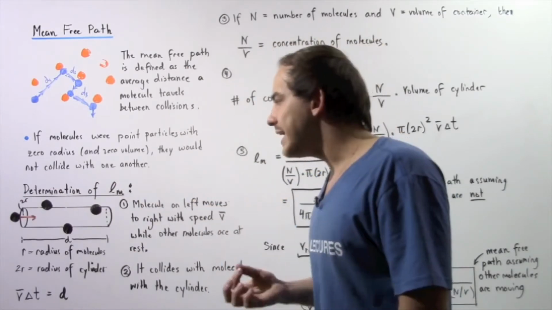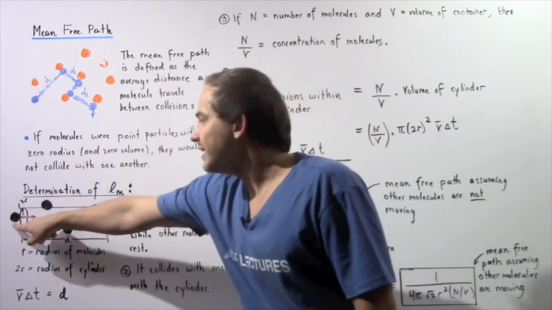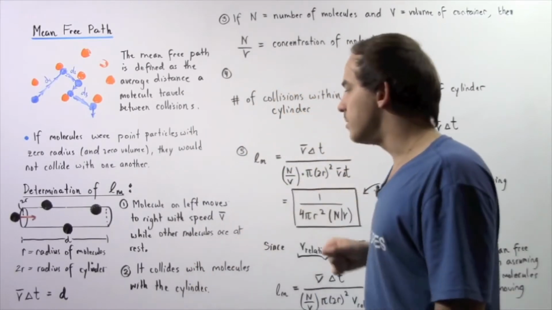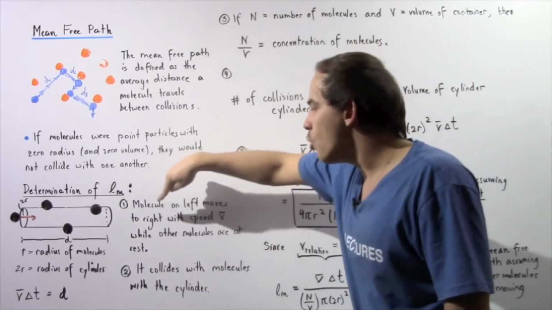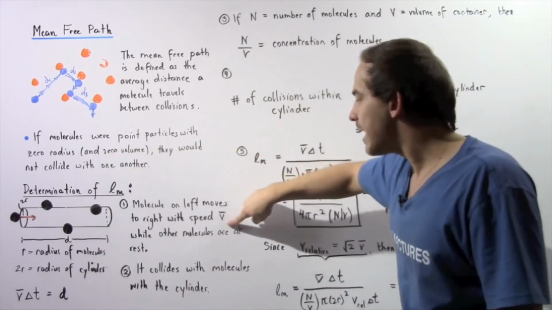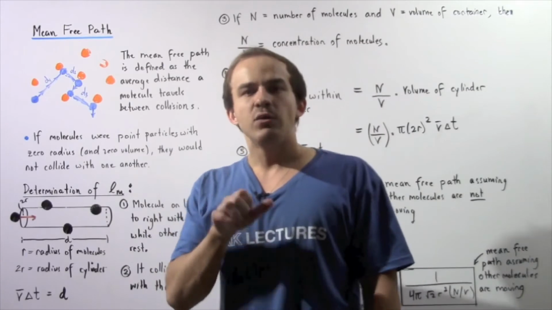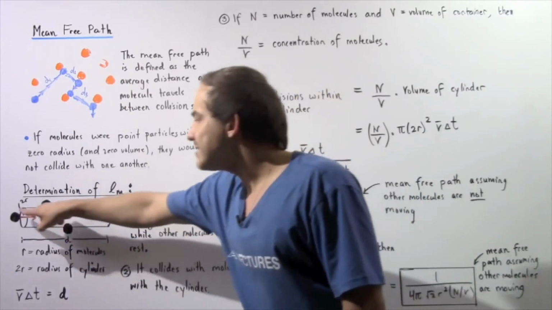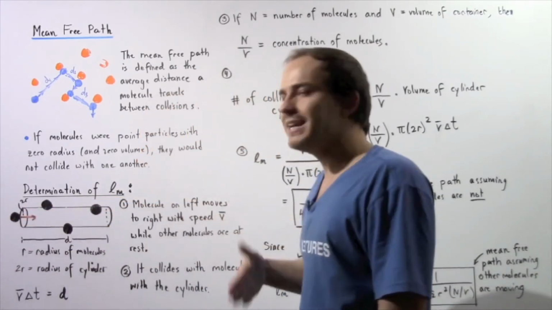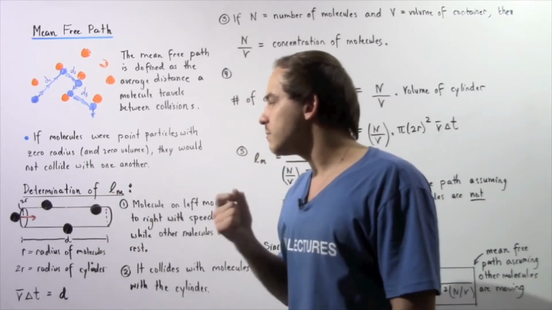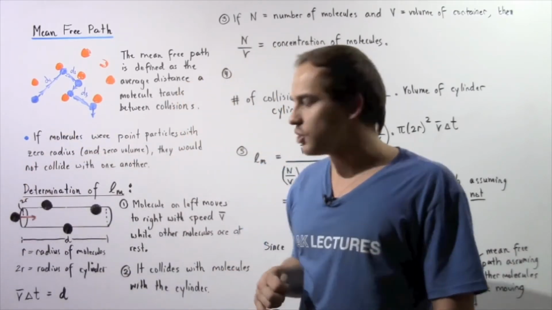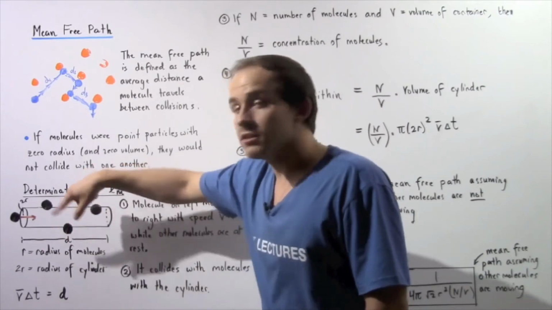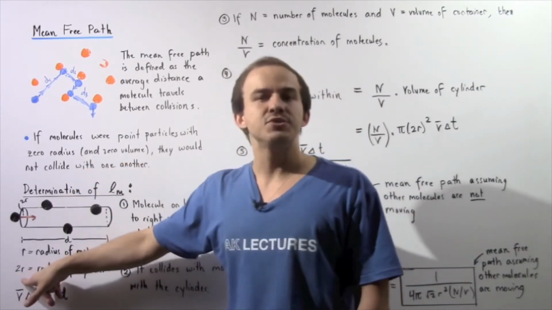So let's suppose we begin with a certain molecule shown on the left that is traveling with the velocity given by v bar. So the molecule on the left moves to the right with an average speed given by v bar. And we assume the other molecules within this region are stationary. So as this molecule moves with the velocity, it collides with the other molecules. Let's suppose the radius of each of our molecules is the same. It's given to be r. And let's suppose the radius of this cylindrical piece is given by 2 times r.